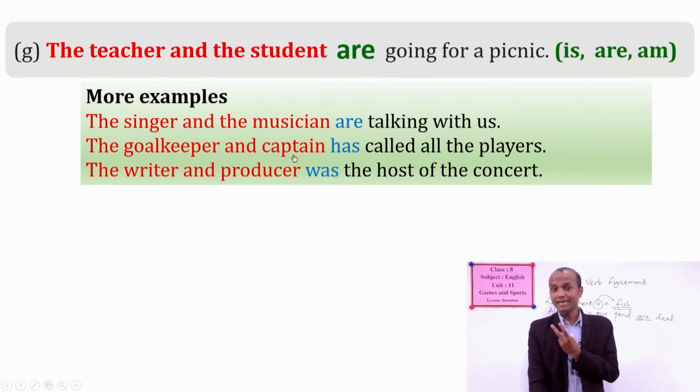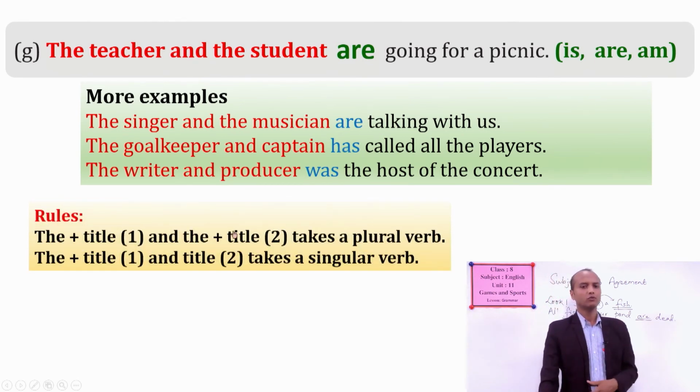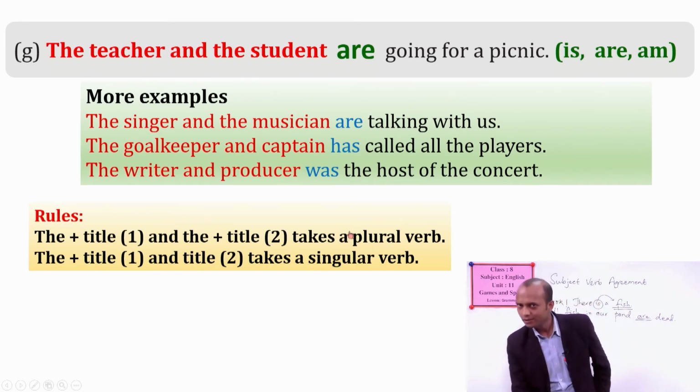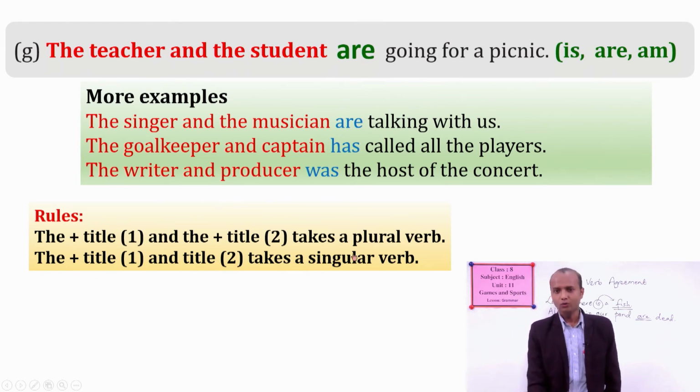The goalkeeper and captain has. Why? Because if there are two titles with the, for example, singer, and the title 2, for example, musician, it takes plural verb. But if there is only one the, but two titles are there, you use singular verb.